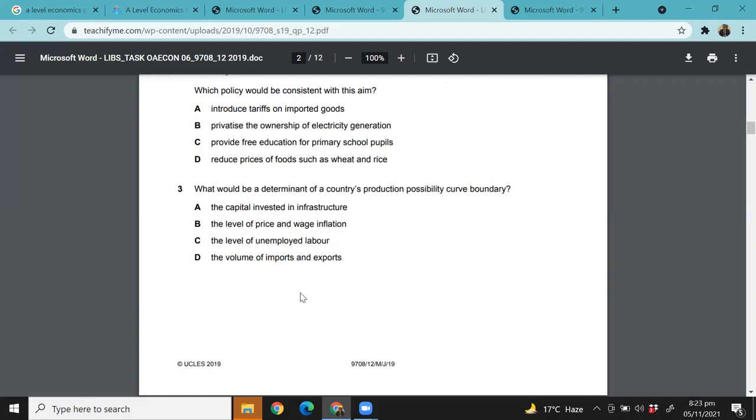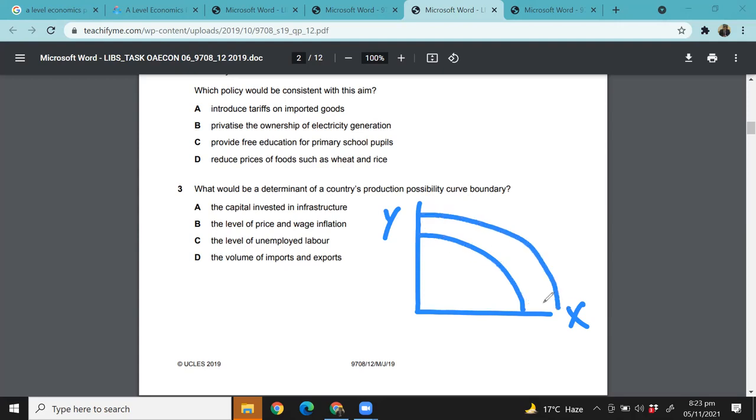So out of these things, the question is, very simply speaking, if you remember, there is this concept, the production possibility curve, that shows the maximum level of output that a country can produce in terms of two goods, let's say X and Y. So it's asking what determines the boundary. Why is the boundary over here and not someplace else? That is what the question is asking for. So out of these options, the level of unemployed labor.